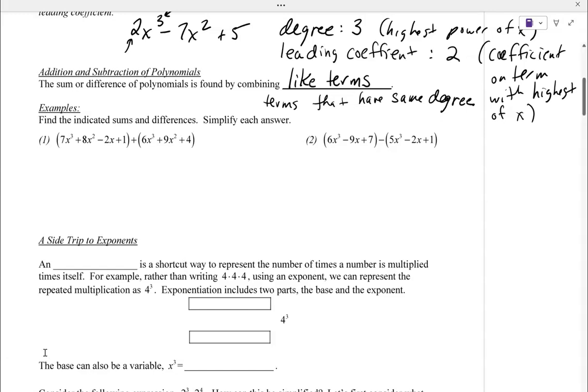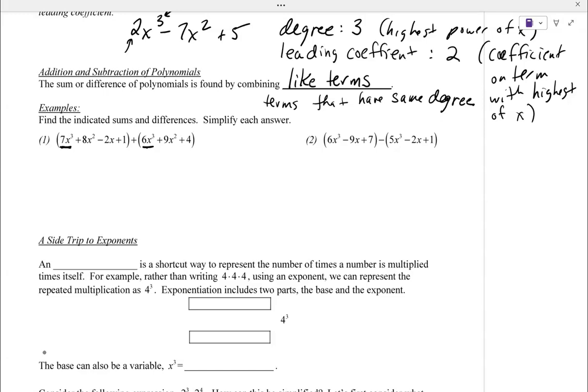Wonderful. All right, so again, now we're looking for like terms. So what I mean by that is both of these terms have x cubed on them, right? So those are like terms. When you have like terms, you can combine them using addition and subtraction. And it's pretty straightforward.